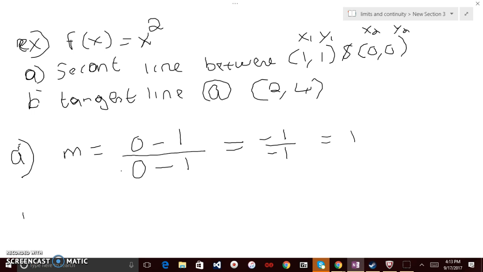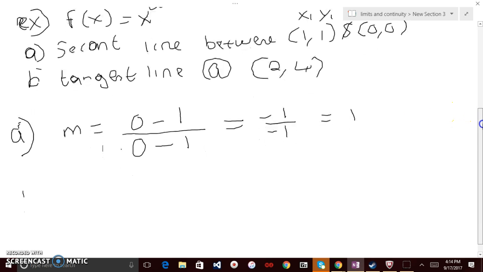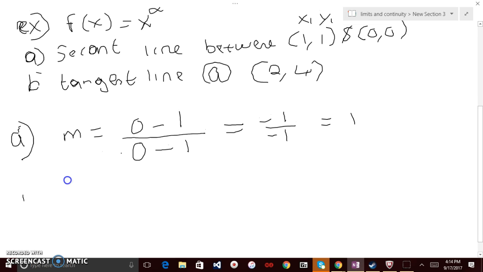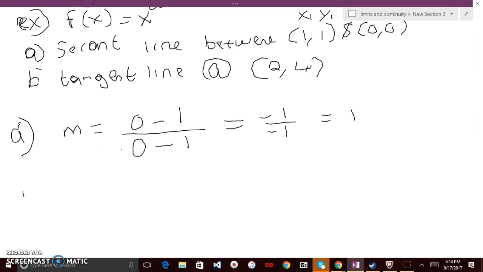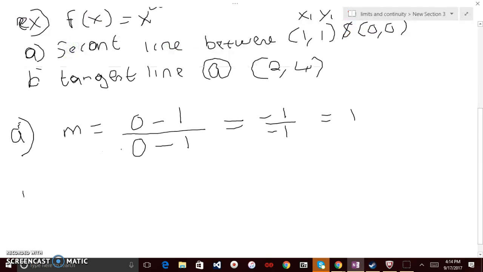If you wanted to write that as an equation, the equation for a secant line, you would have to use the point slope formula. The point slope formula goes something like y minus y1 is equal to m, which is your slope, times x minus x1.